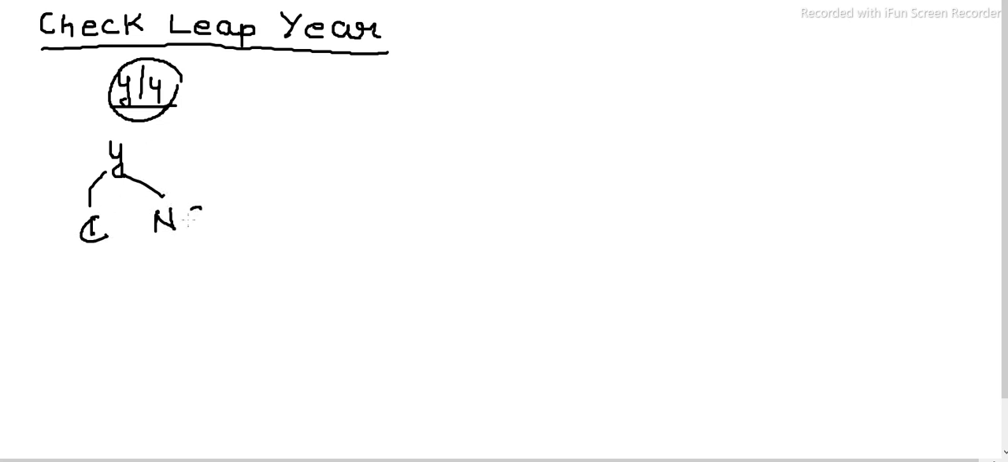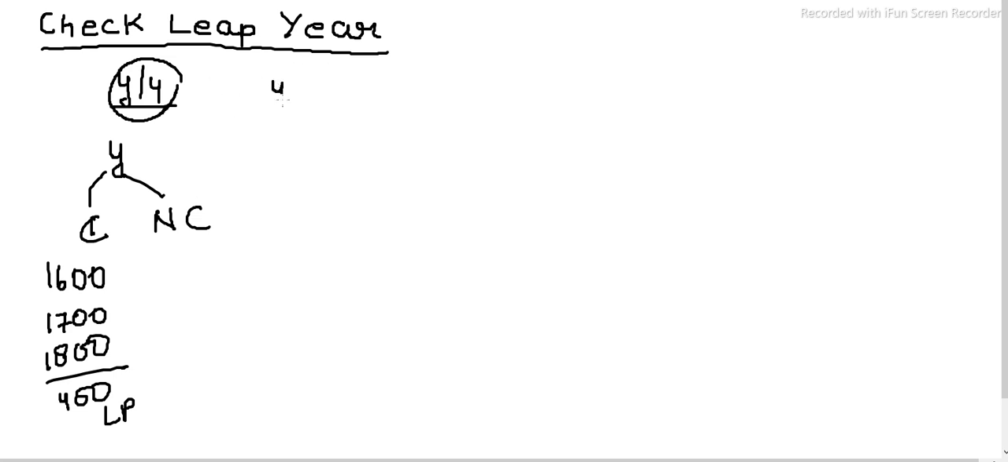and non-century years. The century years are like 1600, 1700, 1800 and so on. All those years which are multiples of 100 come under the category of century years. But among these, only those divisible by 400 are termed leap years. So we got one more condition from here: if our year is divisible by 400 also, then we term it as a leap year.